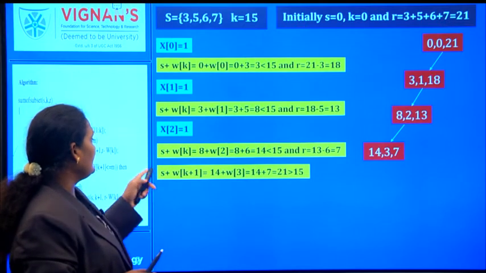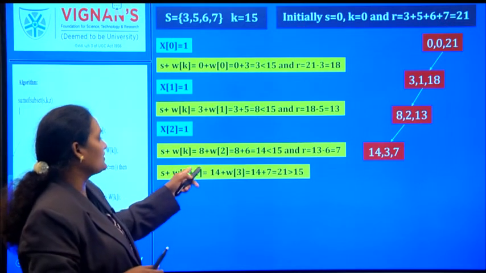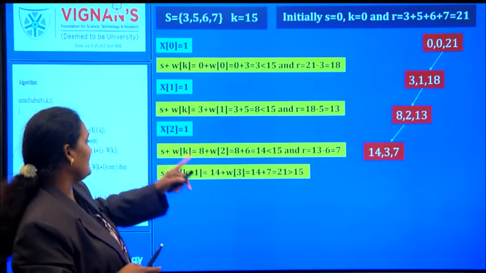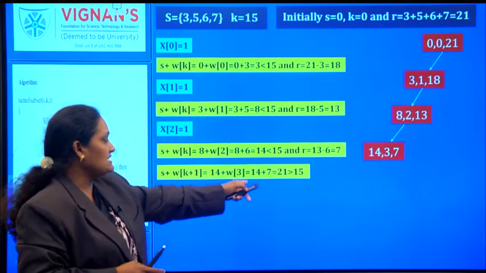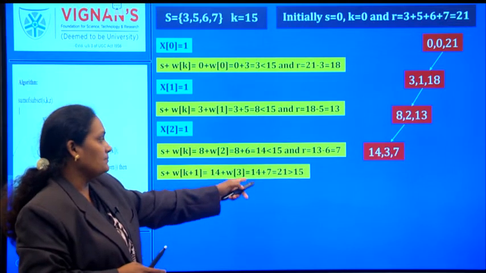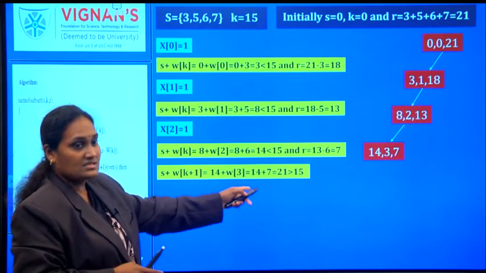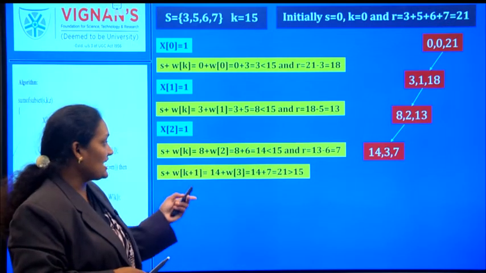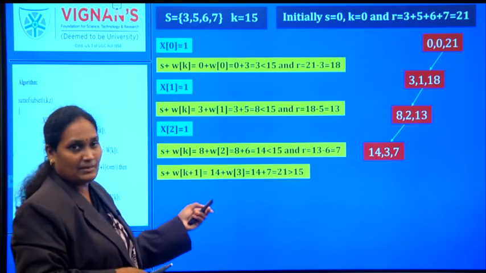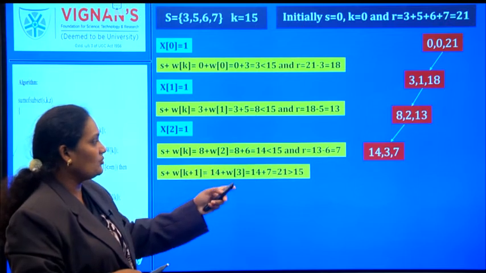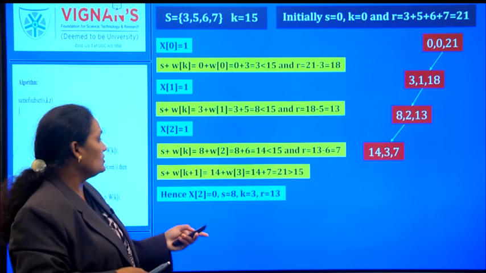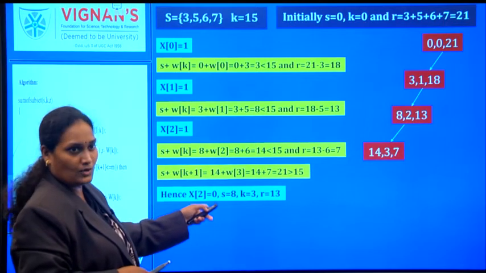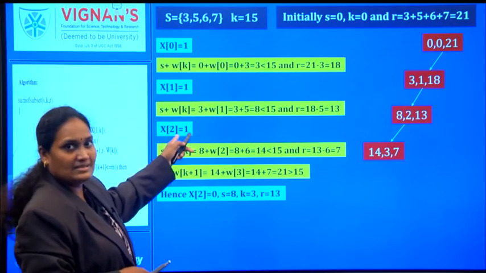Now, if I add S plus W of K plus 1, that is the next element, which is 7: 14 plus W of 3, which is 14 plus 7, it becomes 21. Since it is greater than 15, there is no chance to add this element 7. So here the node becomes a dead node. Hence, we take x2 as 0.